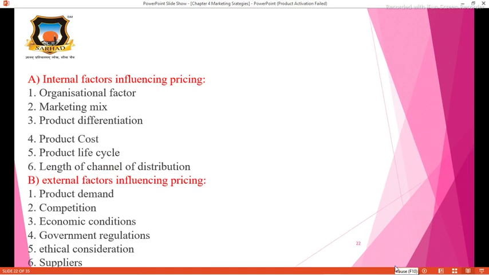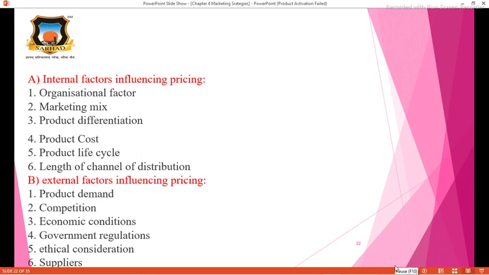The next is product cost. Many of us think that the cost determines the price of a product. That is, the price is the cost plus profit. However, a production cost merely determines the existence of a business. It is demand and competition that determines the price. Hence, the price also depends on production cost.